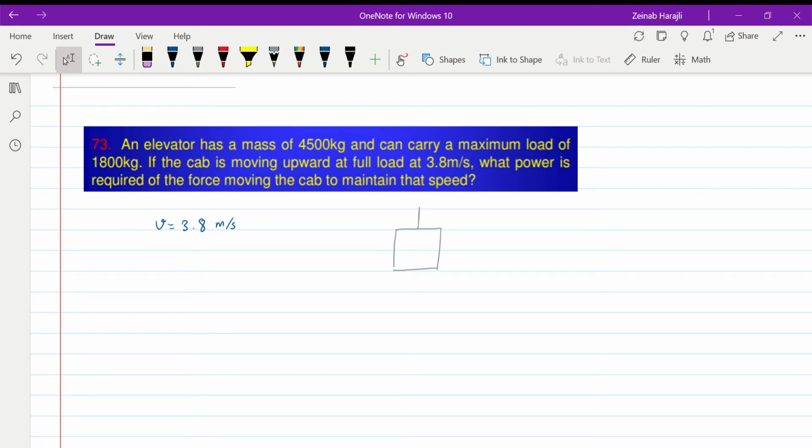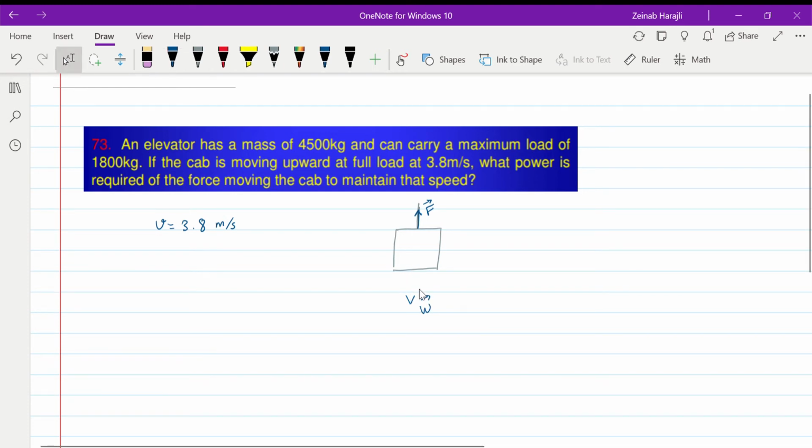this is the tension exerted probably on the cables that are lifting this cab. So if we make a diagram, this is the applied force we're looking for. This is the force moving the cab. And in addition to this force, we have the weight force, which is downwards.